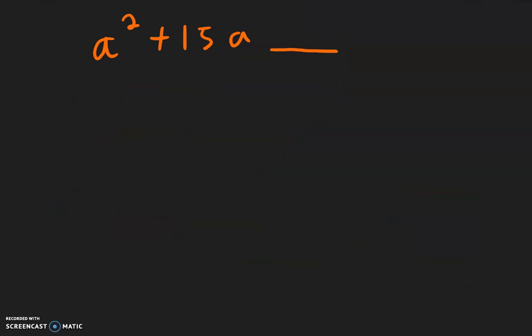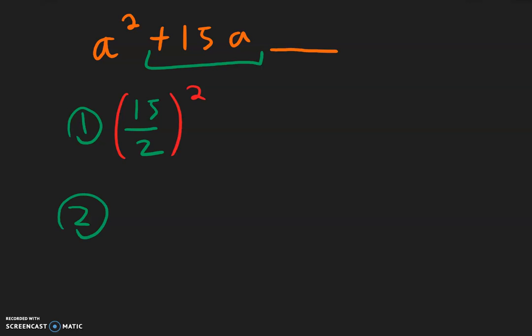Now in this example, our middle term is positive 15. Let's go ahead and divide that by 2. So we have 15 over 2. And then we will multiply it by itself. So 15 squared on the top gives us 225. On the bottom, 2 squared, 2 times 2 is 4. And so this big fraction is what goes in the blank, 225 divided by 4.